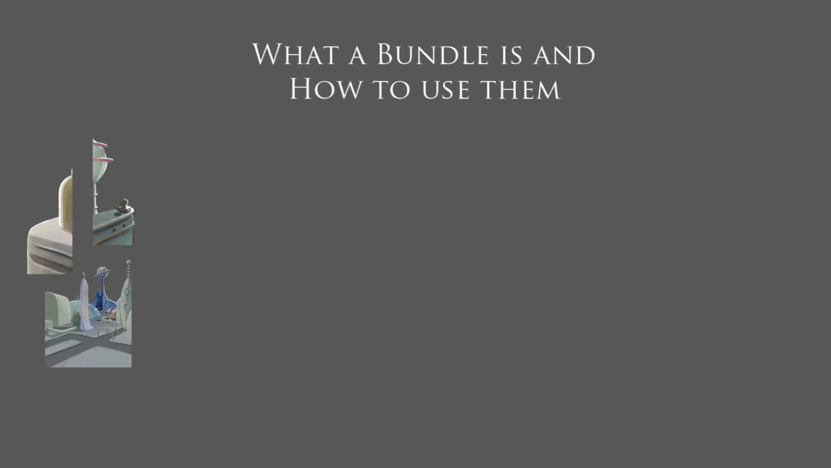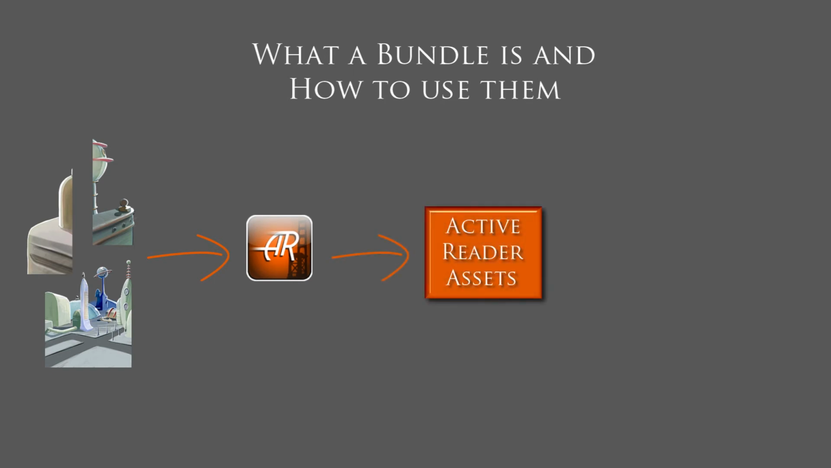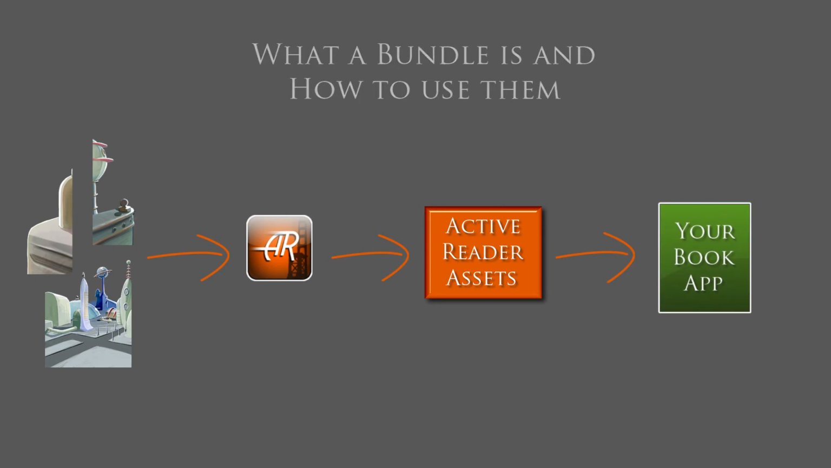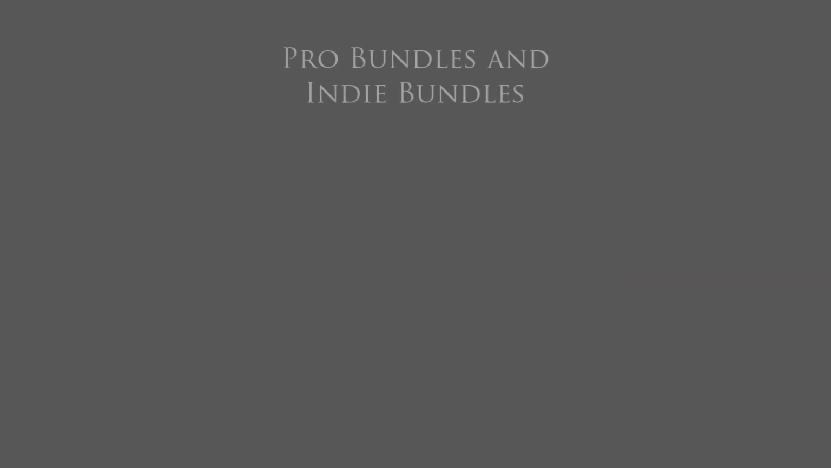A bundle is a set of imported images which Activereader will automatically assign atlases, materials, meshes, and prefabs to. This will turn your images into a set of assets that you can then assign to pages, load, and use for your book. How about the difference between a Pro bundle and an Indie bundle? There are two types of bundles.